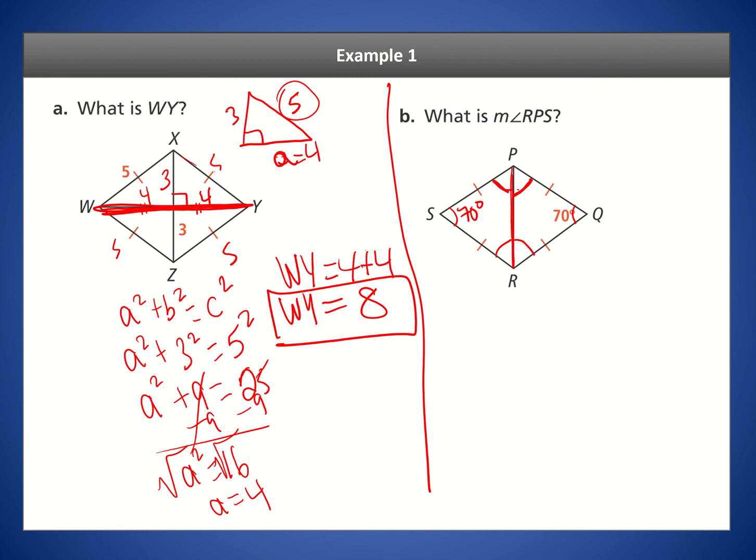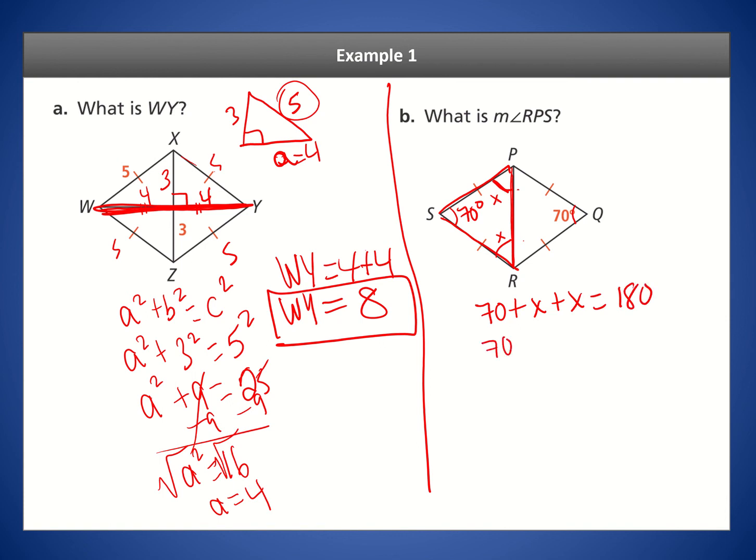So I'm going to call these two angles x, these two angles x, and we can just focus on one triangle. We don't have to focus on all these triangles. In fact, I'm just going to focus on those triangles there. If we look at just the one triangle, we know that the angles in a triangle add up to 180. So we can do 70 plus x equals 180, and then we can solve for x here.